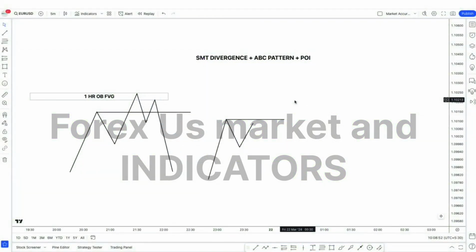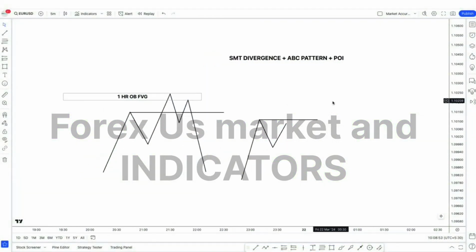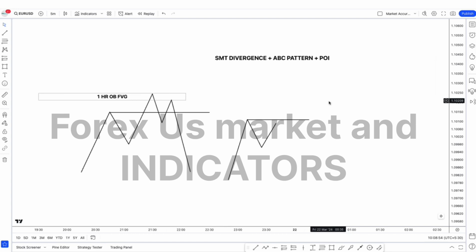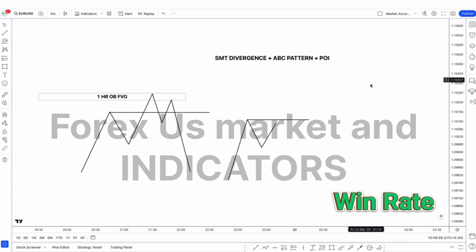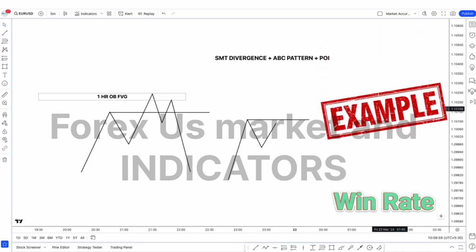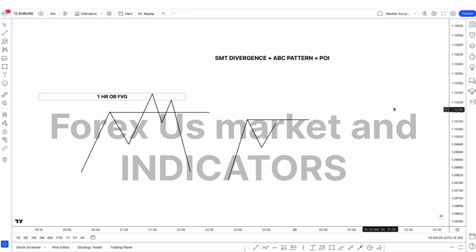So I'm repeating once again, if you haven't watched my previous videos about ABC strategy or SMT divergence strategy, you can watch them and learn what I'm teaching right now. So finally, I'd say we are using these things, and this is going to increase your win rate. So I'll try to give you guys some examples, and then it's going to be clear to you.